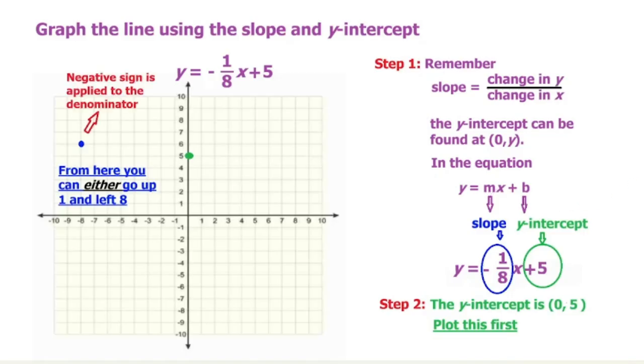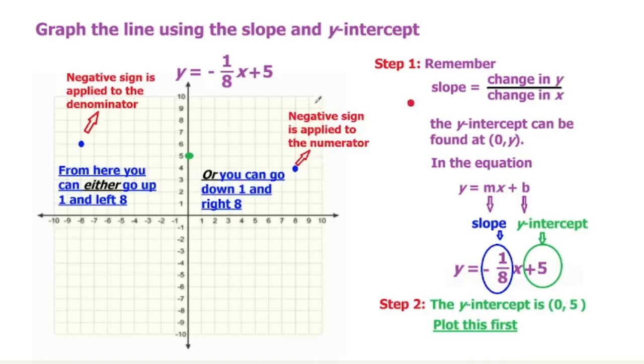Okay? So the negative sign is applied to the denominator. Or if we apply the negative sign to the numerator, so the change in y will be negative, then our denominator will be positive 8. So if our numerator is negative 1, we go down 1 from here, and then we go positive 8 this way. So you can go down 1 and right 8, and that's where we end up here. So the negative sign is applied to the numerator.